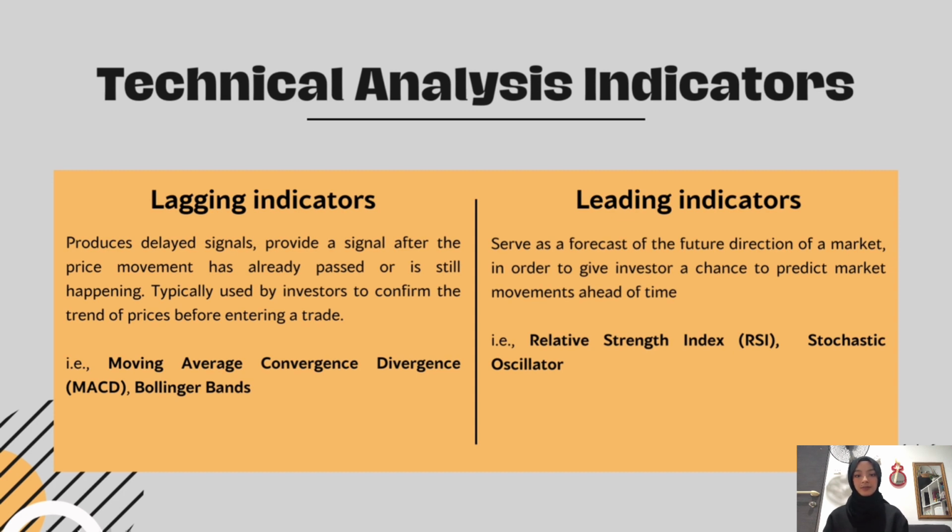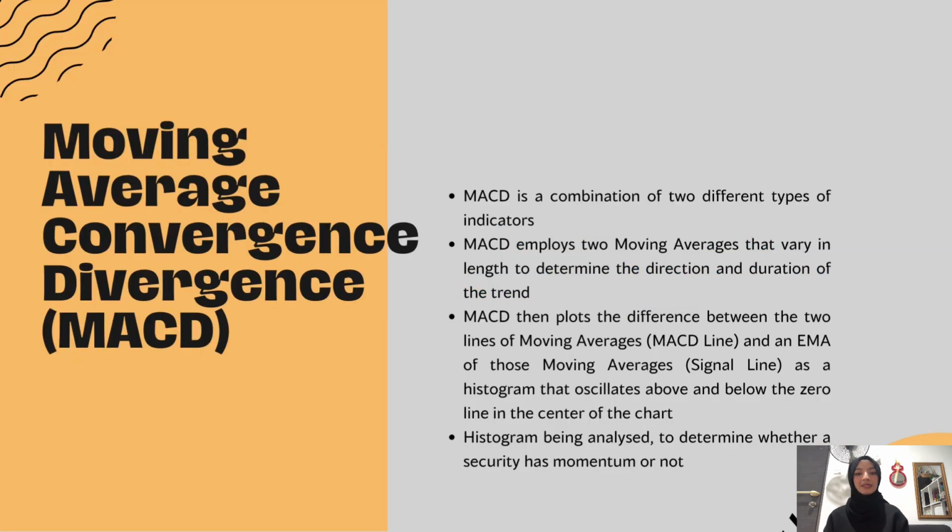Leading indicators are tools that serve as forecasts of the future direction of a market in order to give investor a chance to predict market movement ahead of its time. An example of such indicator would be relative strength index RSI and the stochastic oscillator. Next, MACD indicator.